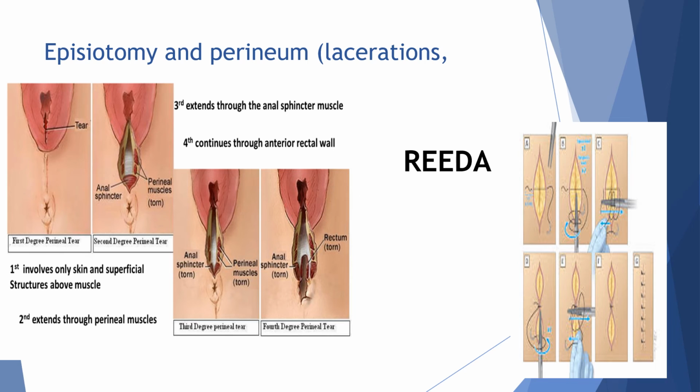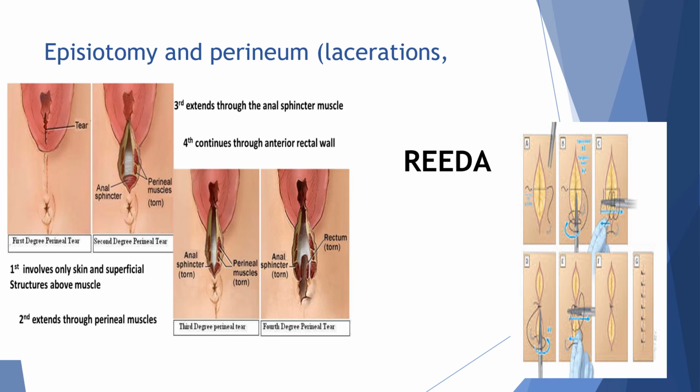E for episiotomy of the perineum. These are different pictures of first-degree perineal laceration, second-degree perineal laceration. It goes to the muscle, but the anal sphincter is still intact. Third degree, it goes to the anal sphincter, and fourth degree is where the whole rectum is torn.